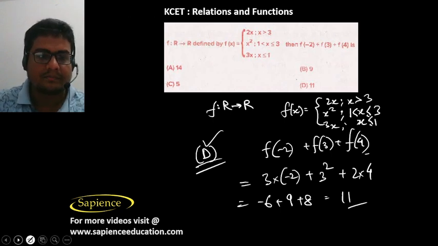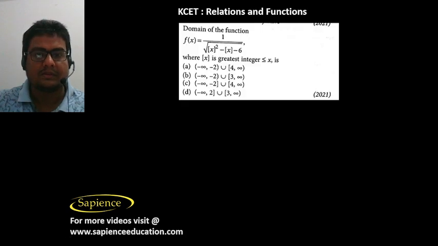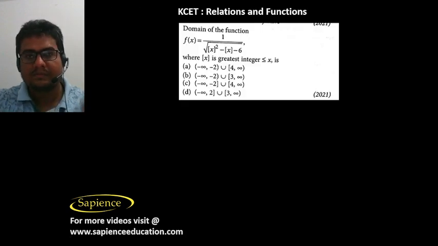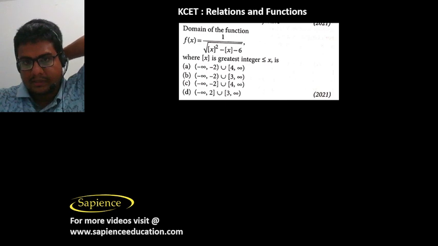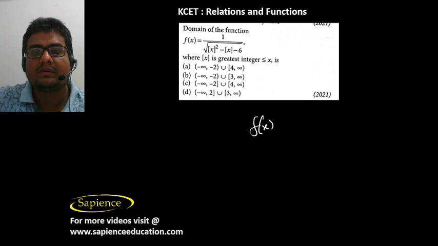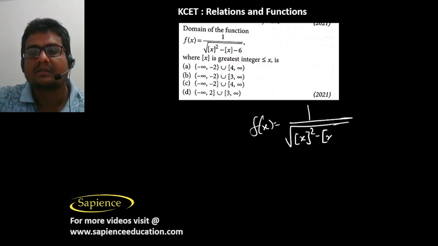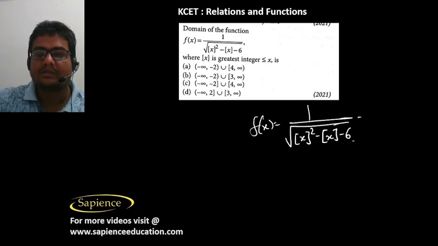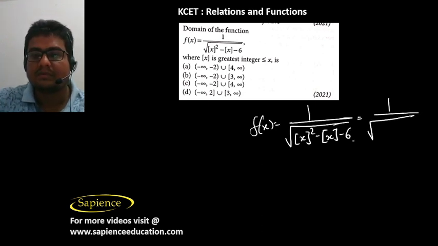Okay. Then here it is asked to find the domain of this function, where bracket x is the greatest integer less than or equal to x. So now here f of x is equal to 1 by square root of bracket x whole square minus bracket x minus 6. Now if we factorize it, then we will get 1 by square root of (bracket x minus 3) into (bracket x plus 2).